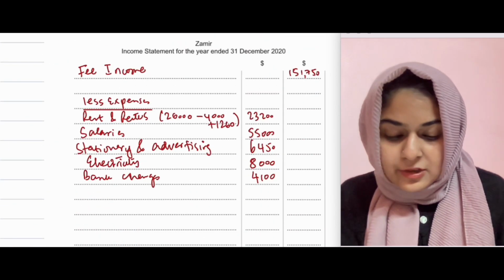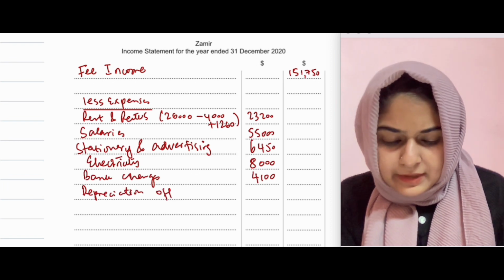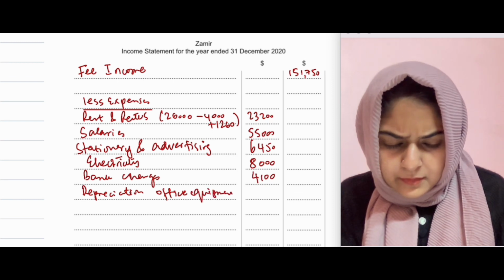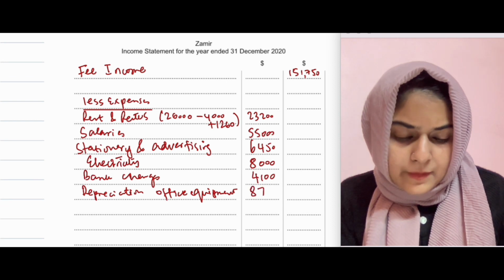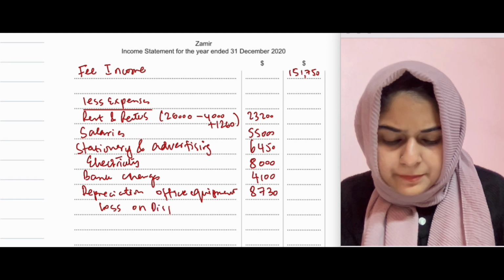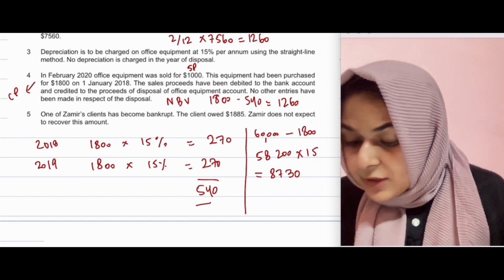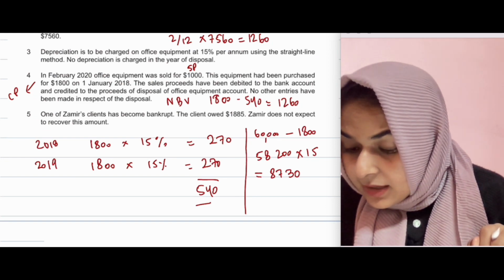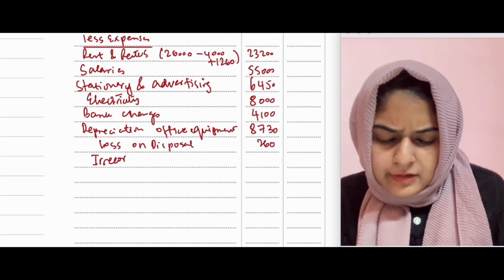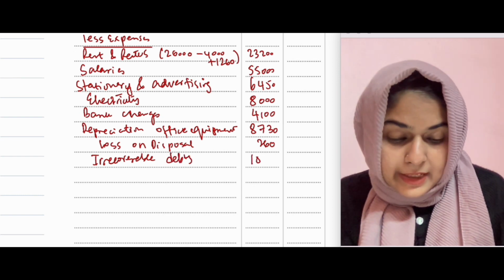Then we have depreciation, हम calculate कर चुके हैं, so we'll write depreciation, office equipment, और वो हमने calculate किया था 8,730. We'll write loss on disposal of office equipment, so loss on disposal, and we calculated that to be 260. तो यहाँ पे हमने somewhere I showed you guys the calculation. And then we have one other expense that's called irrecoverable debts. तो irrecoverable debts को भी हम यहाँ पे लिख देंगे, ये हो जाएगा 1885.